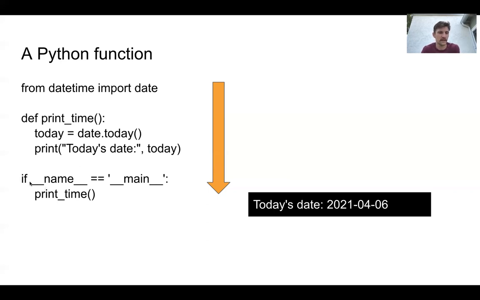This bottom part is the if statement that runs your Python code if you're running it outside of an IPython interpreter like Spyder. Here this is necessary to actually evaluate your function. And so the output is today's date; if we had recorded this lecture on 2021-04-06, that's what it would print out.